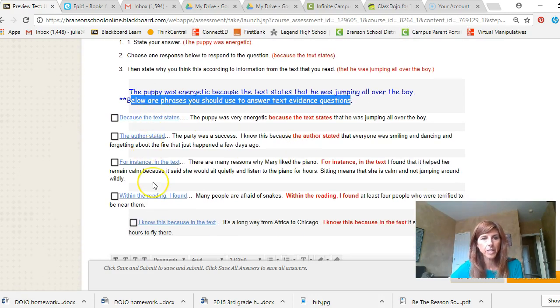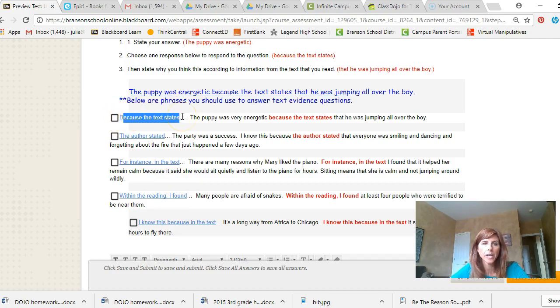So you can pick these, and I suggest that you try using each one of them, because you don't want to just choose one to answer every single question. It'll get boring to you, and if you vary up the way you respond to questions, it's better. So let's go over ways you can respond to text evidence questions.